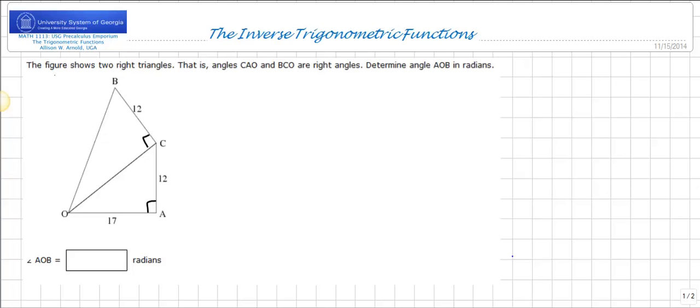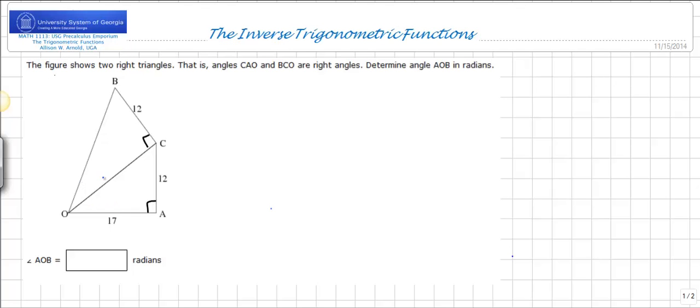Let's work an application problem involving finding an angle in radian measure, and the angle is part of the geometric figure that's shown to you to the left. You have two triangles. One is a right triangle OAC, and on top of the hypotenuse OC is another triangle placed at a right angle at C, OCB. Okay, so I have two right triangles here.